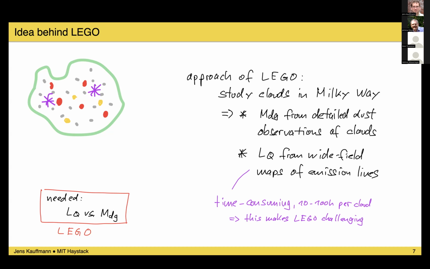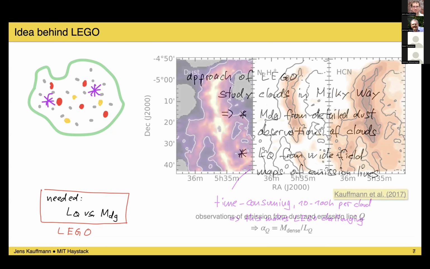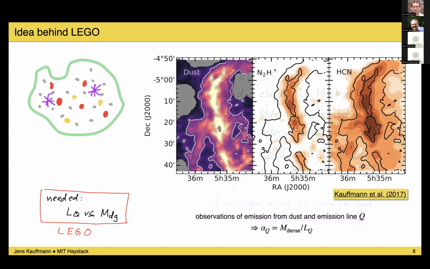Obviously, a related project is the Orion B project and the DAOISM project that are lending the name to this conference, that are trying to do this very science for one particular very large molecular cloud. And LEGO essentially tries to do the same thing, but for a larger sample of molecular clouds. This is how some of the data look, just as an example for Orion.